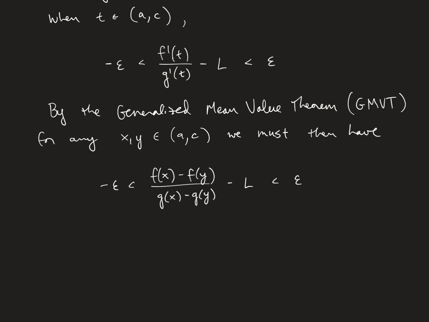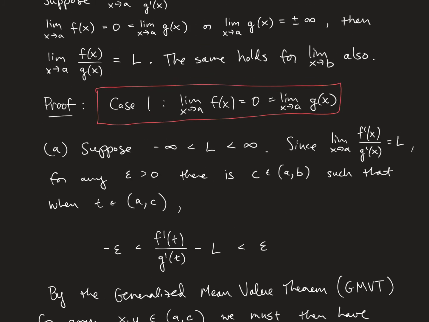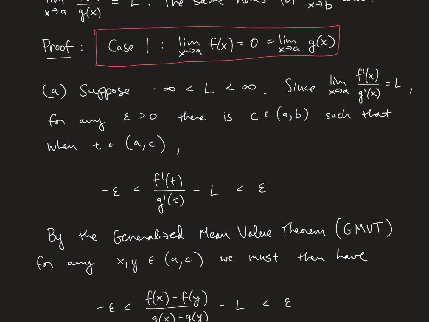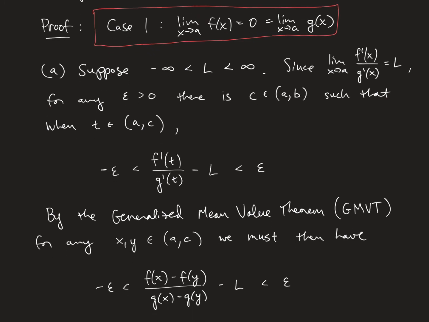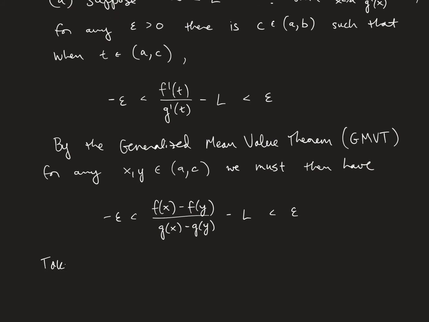And so let's see, what do we have? Well, what we're trying to get to is the difference between f of x over g of x and L. We want that to be arbitrarily small. But what we're supposing is that as we approach a, f and g both go to 0. So what we can do here is we can let y go to a. Taking y to a here, this is just going to shrink to 0, this shrinks to 0.